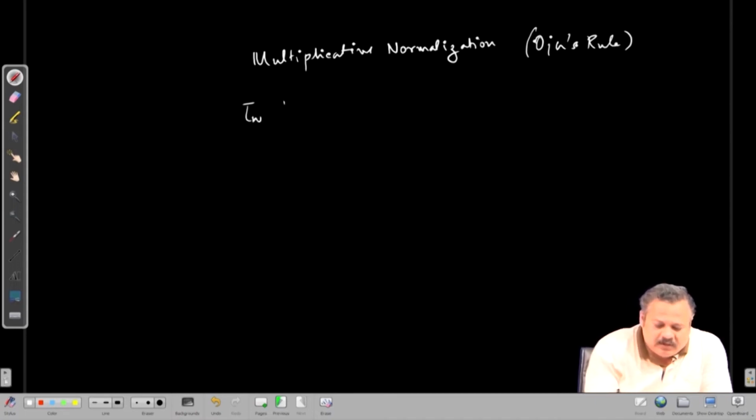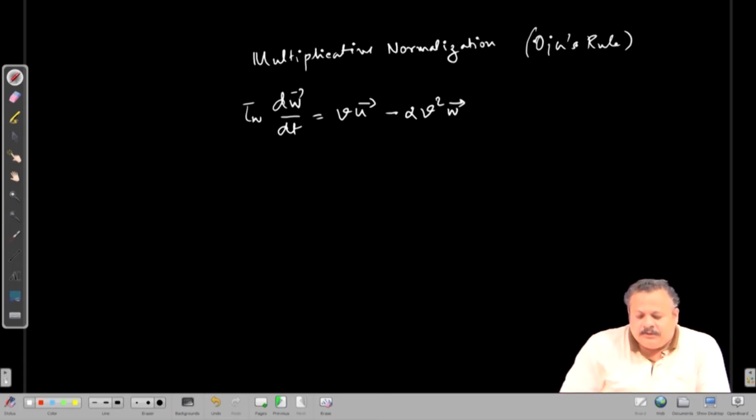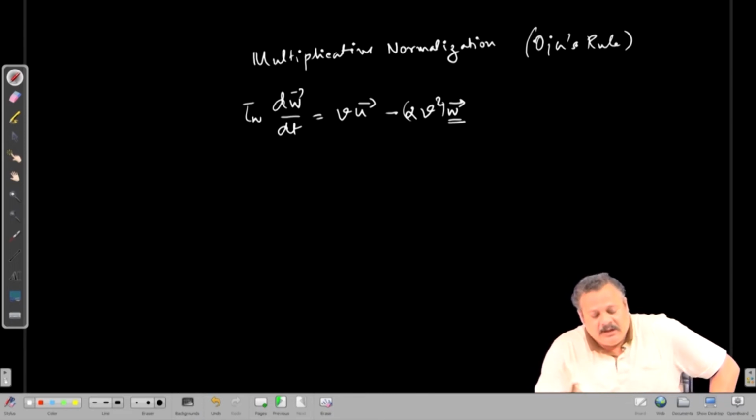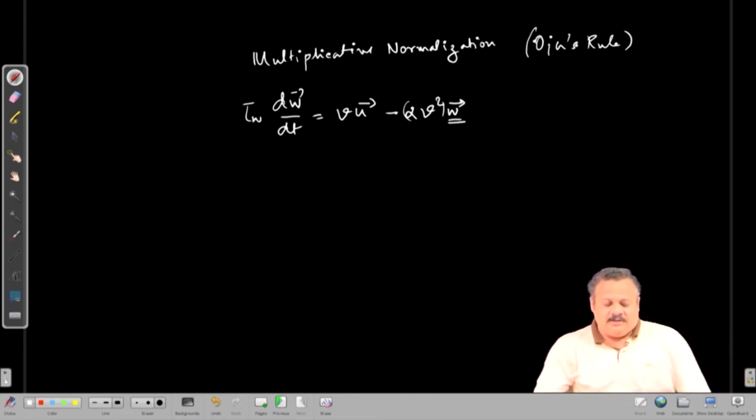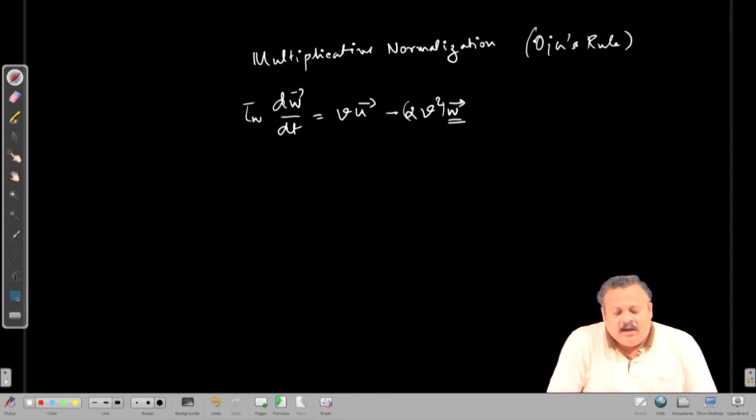What we again have is tau w dw dt, and this is again our term V u, and then we have our alpha V square and this term multiplied by w. Since the update is proportional to this weight w, this is what we mean by the multiplicative normalization, the normalization that is brought in by a factor of the weight itself.